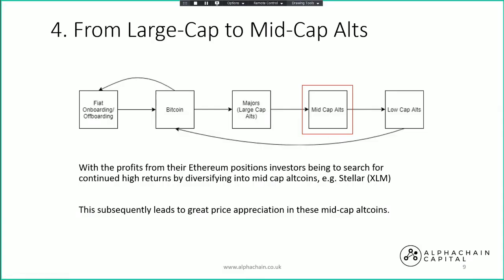Next, investors flow from large cap into mid cap altcoins. So when the price rises come to a halt in Ethereum and the large cap altcoins, the new profits from their Ethereum positions are rolled into mid cap in the continued search for yield. Examples of mid cap tokens include Stellar, IOTA, Dash, Doge, to mention a few.